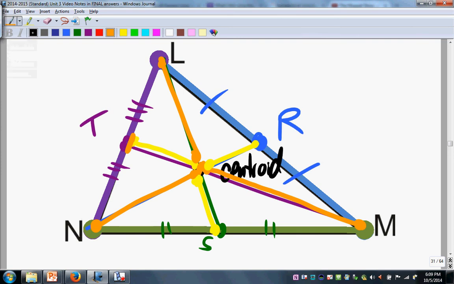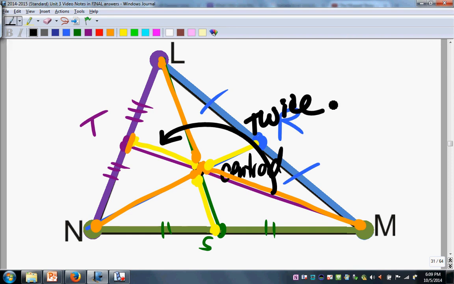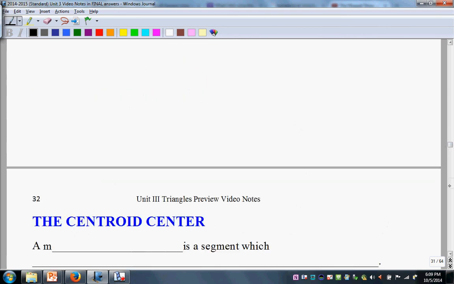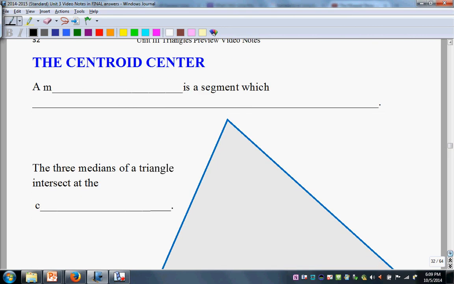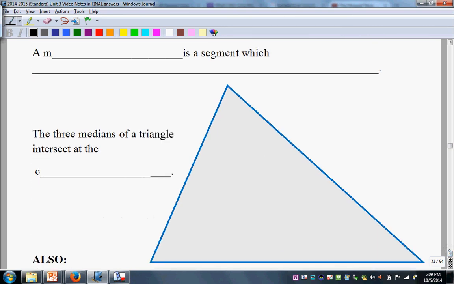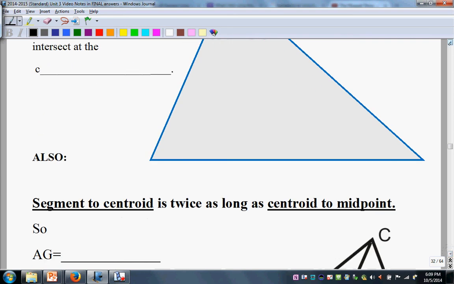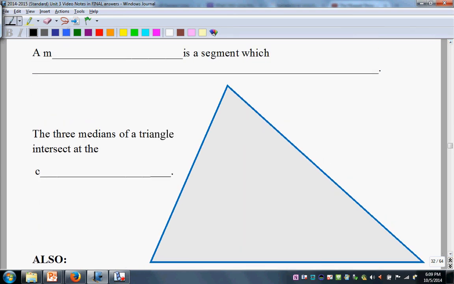You should have noticed something. This orange segment is twice the yellow all the way around. If you pinch that carefully, you should feel that. The orange is double the yellow. And this is true only of the median. So we learned that when you have medians, they intersect at the centroid. So let's do a quick sketch of medians.